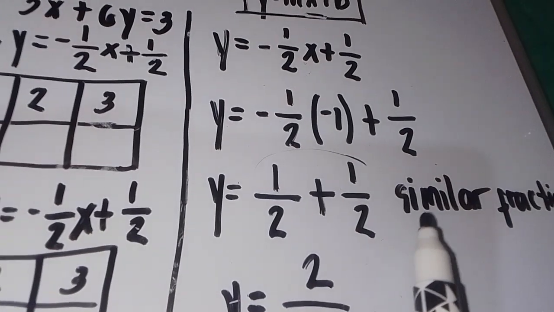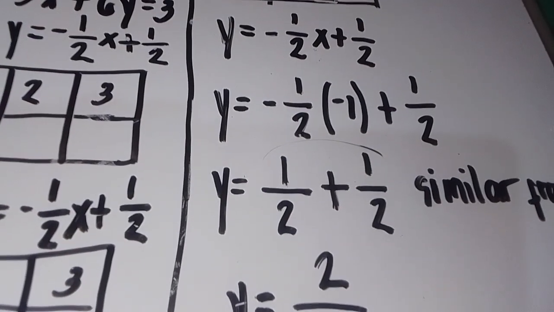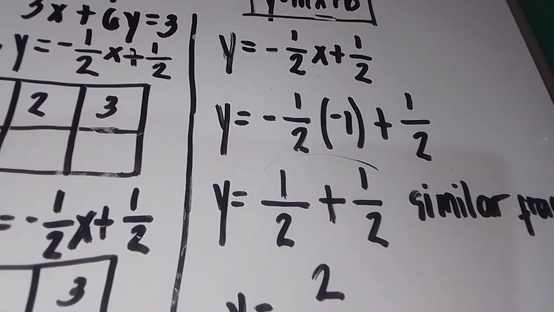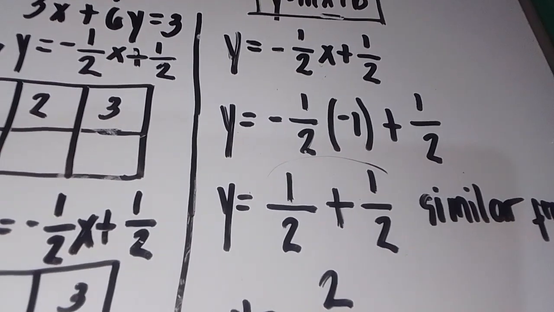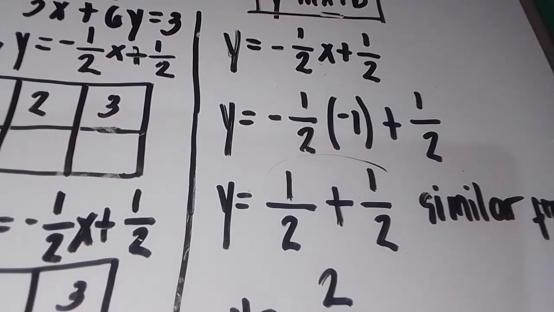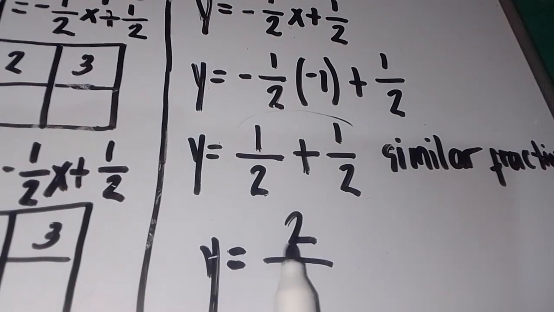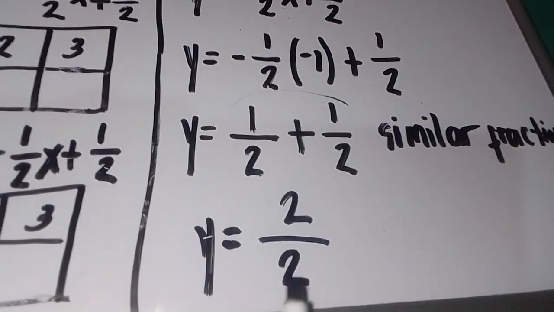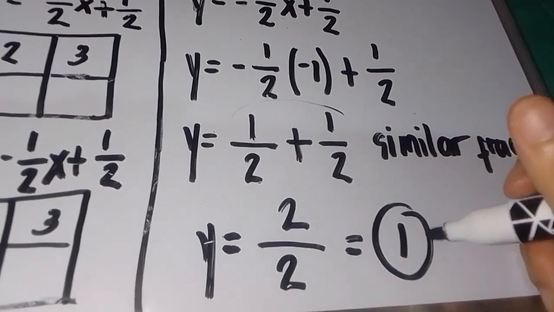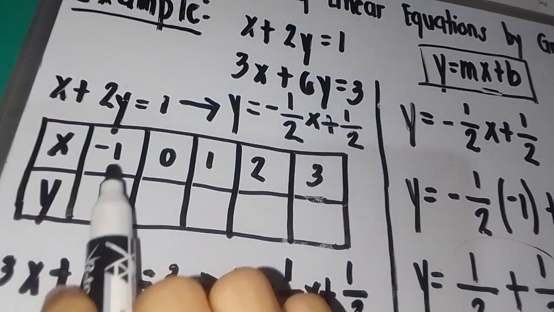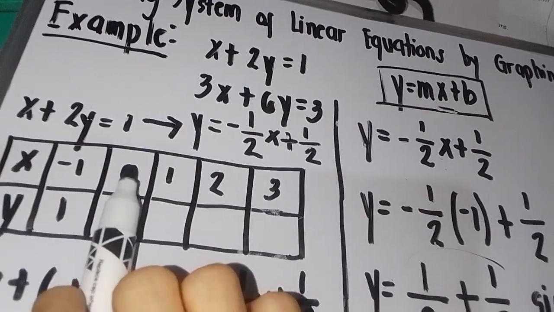If they are not similar, as in my previous discussions, you have to convert the fractions to make them similar by getting the LCD. So we simplify: 2/2, or 2 divided by 2, is 1. So your first value of y is 1. When x is -1, y is 1.